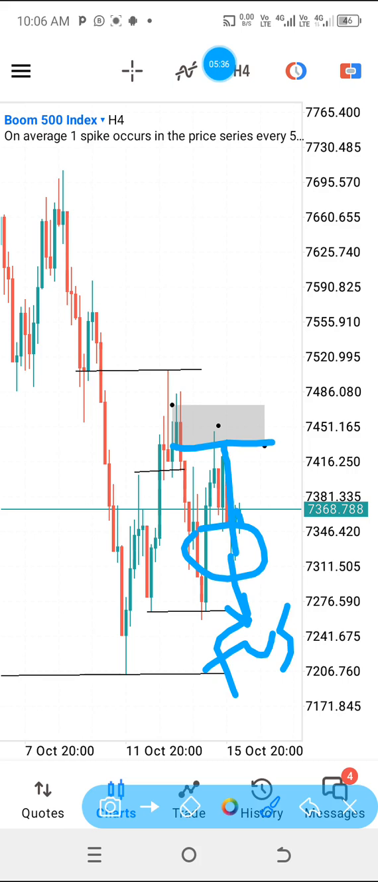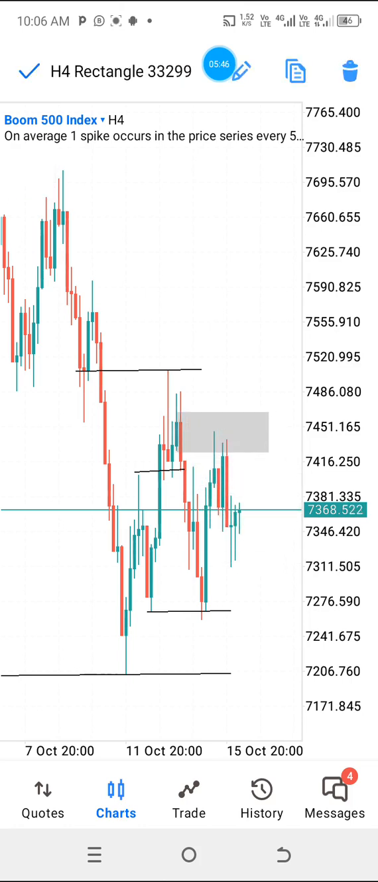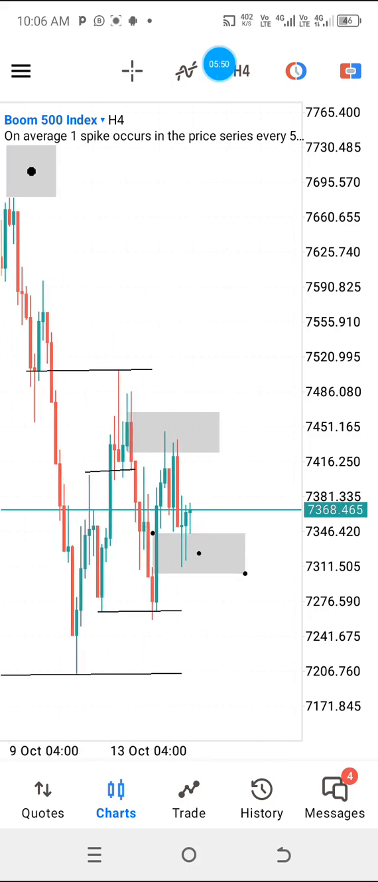We have imbalance here. Price filled the imbalance. This is the imbalance. Price filled the imbalance and started moving up again. After moving up, this is one thing I want you guys to understand again. Price filled this imbalance and reacted to the imbalance, went up.